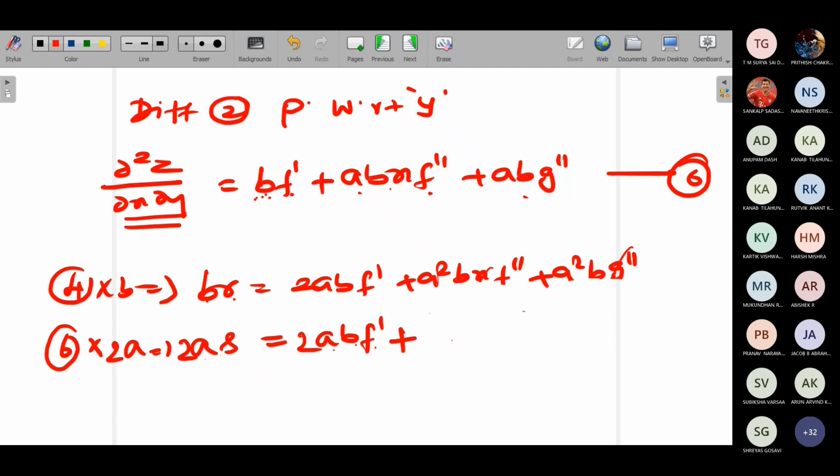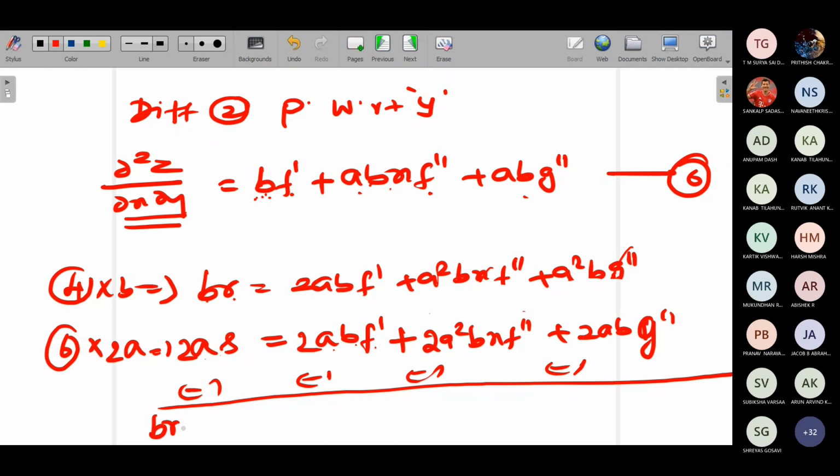So plus, when I multiply this by 2a, I'll get 2a square bx f double dash plus 2ab g double dash. Okay. Now I will subtract this. Is there any advantage? Let me check. Once I subtract this, I'll get br minus 2as on this side, and this whole term will get cancelled. F dash will go off.